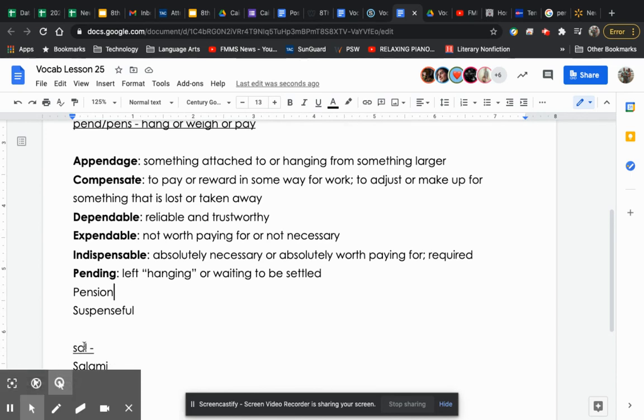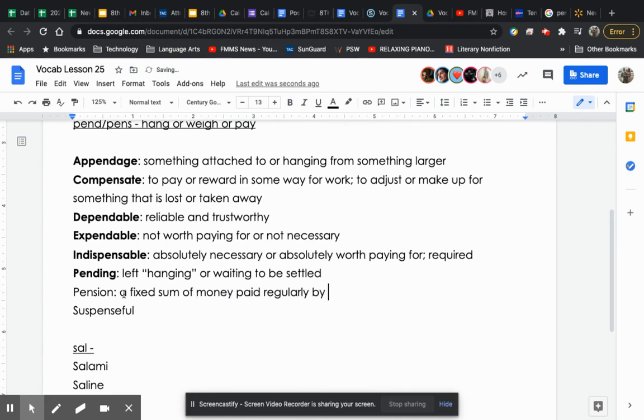Okay, the next word is pension. And a pension is a fixed sum of money paid regularly by the government or an employer.